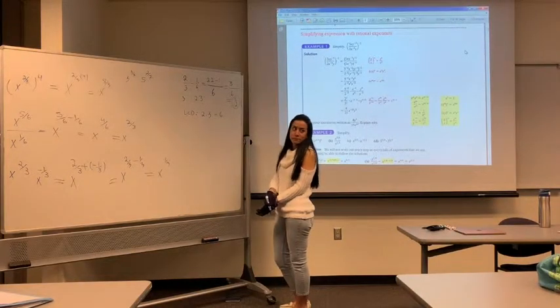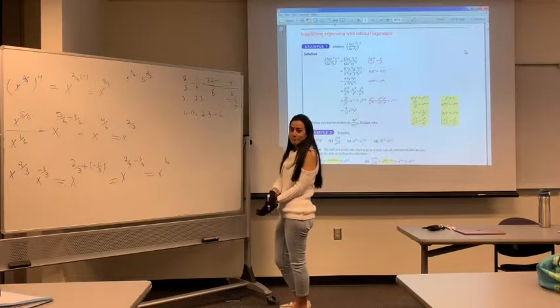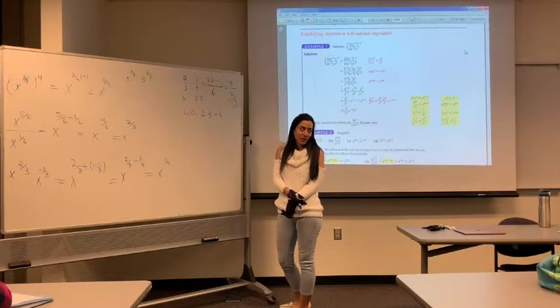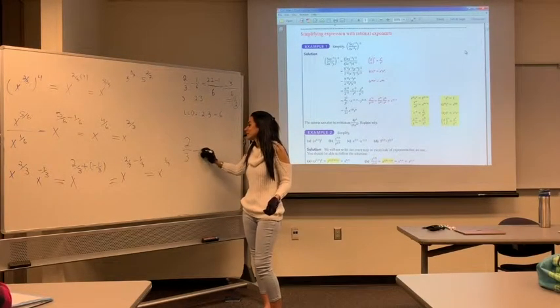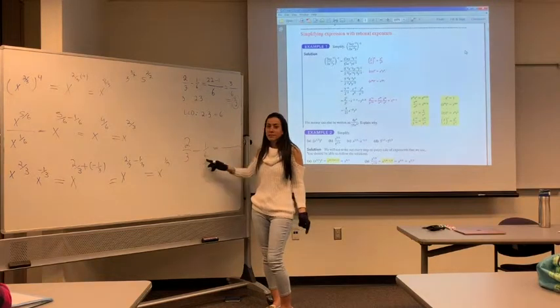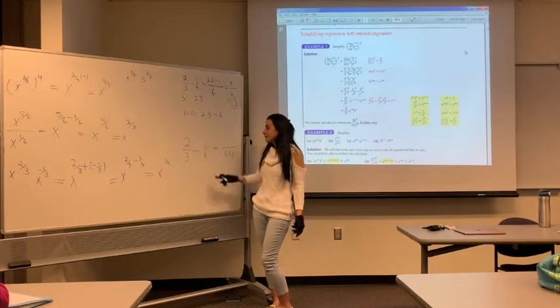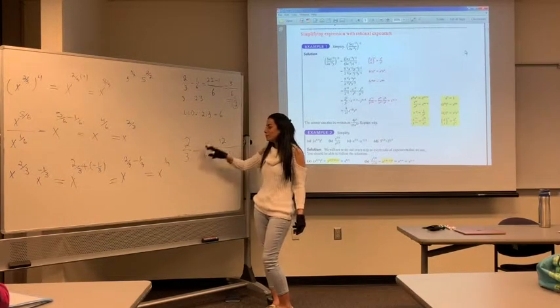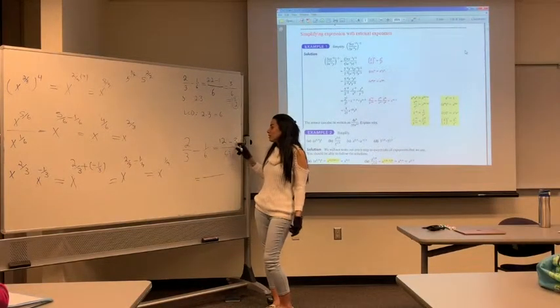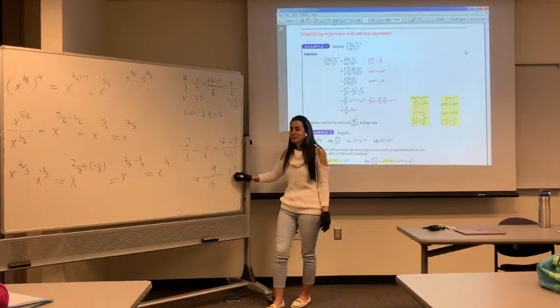Do you have any questions? Sometimes when I don't have time, I don't waste my time on the LCD. So what I do, I write down 2 over 3 minus 1 over 6. I multiply the denominators together, 6 multiplied by 3. Then I multiply 6 by 2, I have 12. Then I multiply 3 by 1, I have 3. So you just cross multiply? Yes, you can do that. Then 12 minus 3 is 9 over 18, which is 1 over 2.